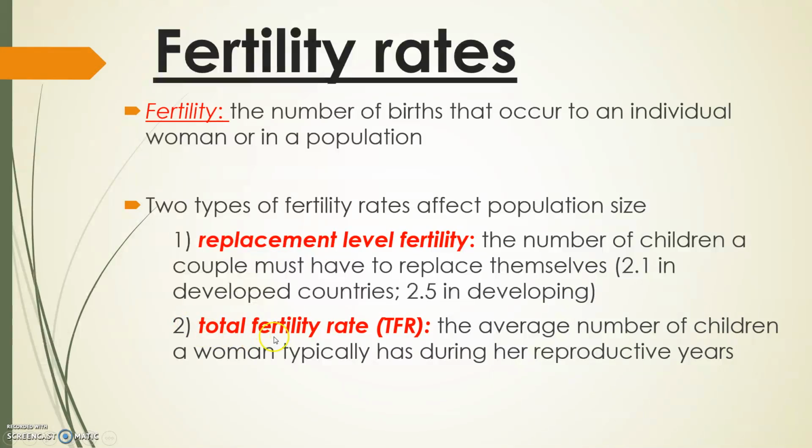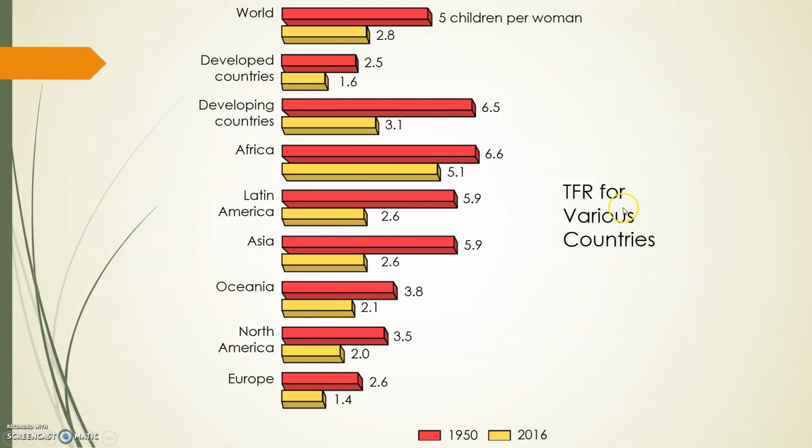And then you've got your total fertility rate. I'm going to call it TFR from now on. That is the actual average number of children a woman usually has. So if you take a look at these, here's the TFR for different countries. If you look at it, red is way back in the day, 1950, and yellow is fresh off the press, 2016. The entire world up here, you have it went from 5 children per woman down to 2.8. So it looks like it's less. So that's a good sign, I guess.